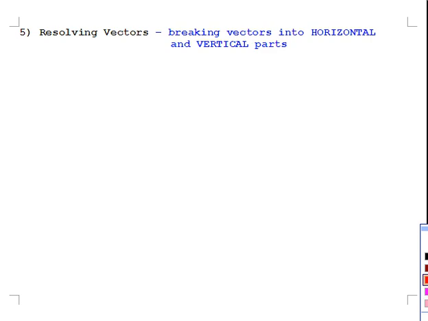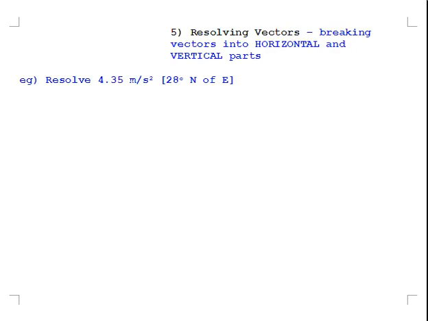Actually, I might have one in here that works. Yeah, let's try this. Pardon my spacing. Let's try 4.35 meters per second at 28 degrees north of east. So what you're going to want to do is get a vector drawn, generally pointing north and east. So it might look something like that. Don't worry about using a protractor or something. We're going to let the math sort itself out. So that vector has got a size of 4.35 meters per second squared.